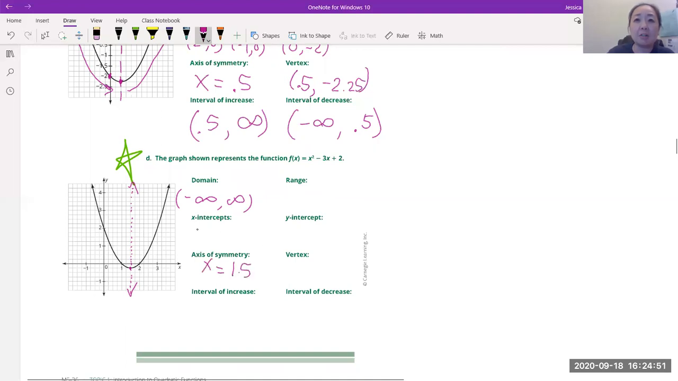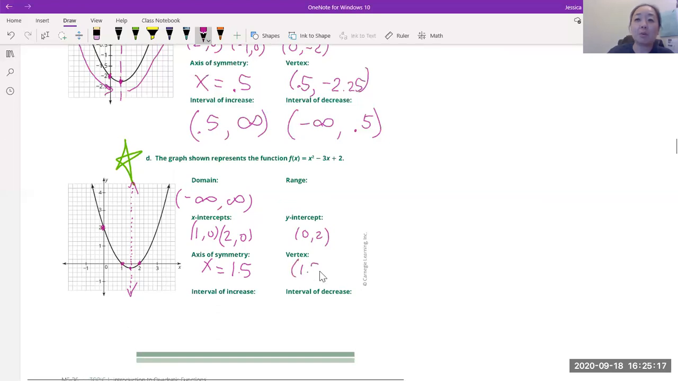And my x-intercepts look pretty easy at (1, 0) and (2, 0). I should have color coordinated these. What you can do is write them in different colors so that they pertain to each other. And then my y-intercept is right here at (0, 2).